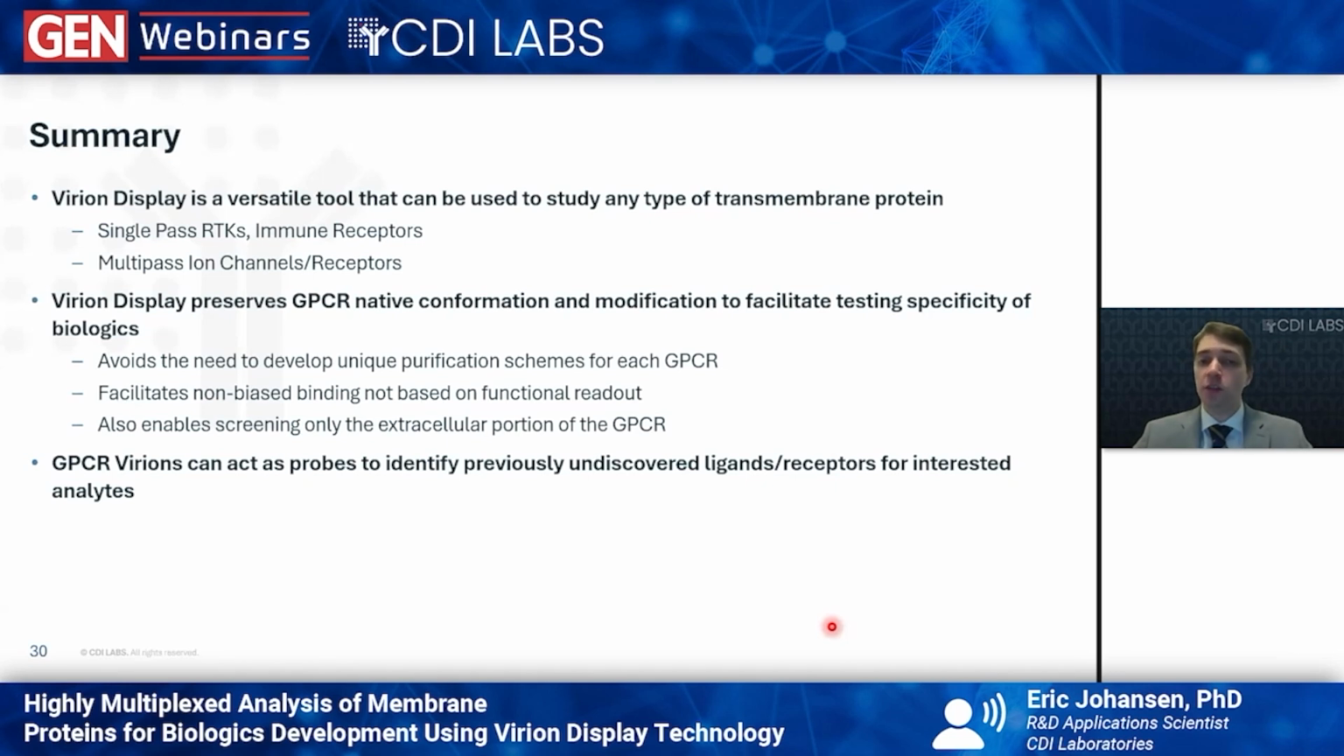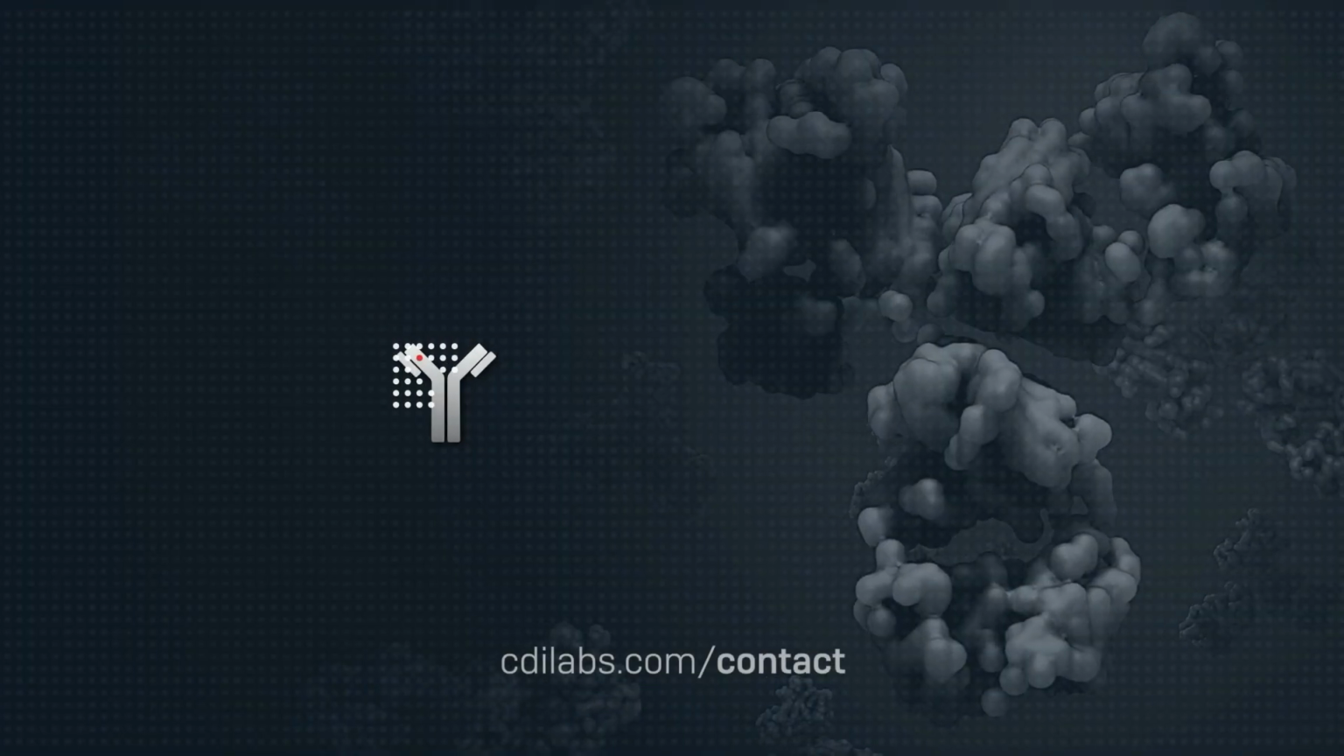It avoids the need to develop unique purification schemes for each GPCR, facilitates non-biased binding since it is not a functional readout. We are just looking at unbiased binding events to the GPCRs expressed, and we need not worry about any contaminating interactions with the intracellular side. We are only limiting ourselves to the extracellular portion of the GPCR. And these virions can act as probes to identify previously undiscovered ligands and receptors for interested animals.